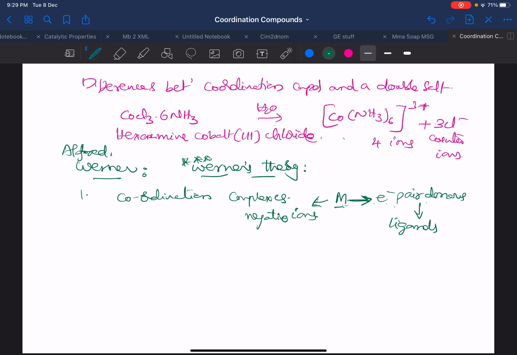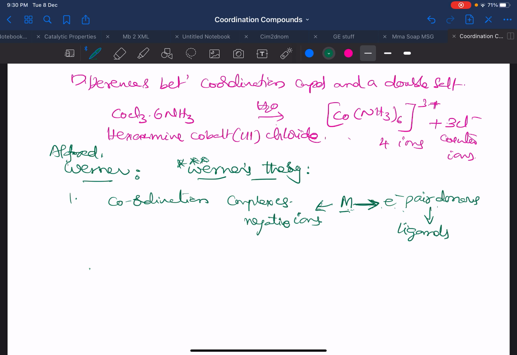So in coordination complexes, there are two types of complexes here. And the next one is the Werner theory. The physical and chemical properties of the coordination complexes are explained by this Werner theory. He proposed the theory by observing the physical and chemical properties of coordination complexes.